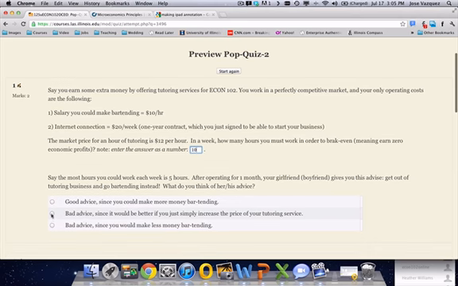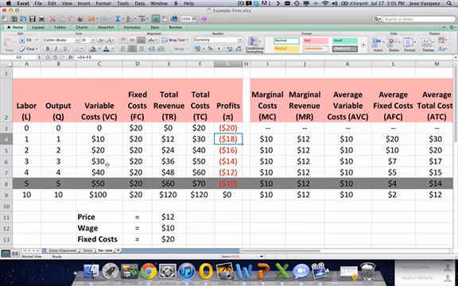The second one is actually a bad advice, simply because this is a perfectly competitive industry, and you cannot change the price. This is the market price of tutoring, that's it. So probably the answer should be this one, bad advice, since you could make less money bartending, and that's what we proved before.